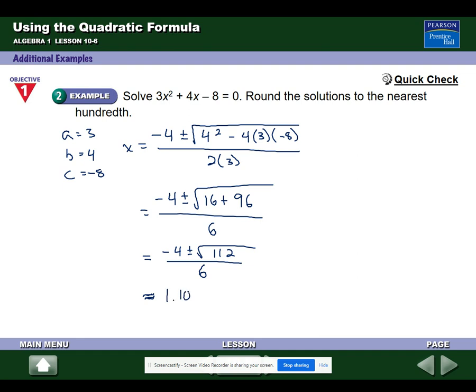It says round to the nearest hundredth, so that would be approximately 1.10. And then I'm going to do the same thing with minus. On my calculator, I'm going -4 minus the square root of 112, enter, divided by 6. And that's -2.43.